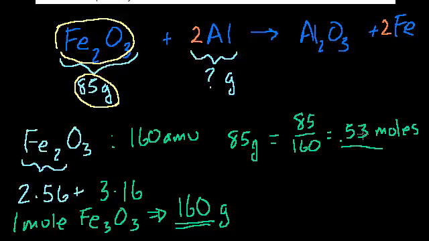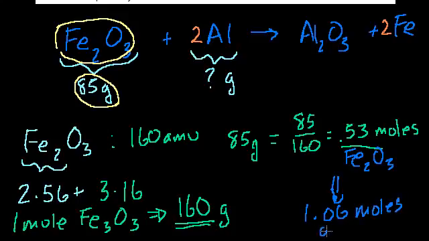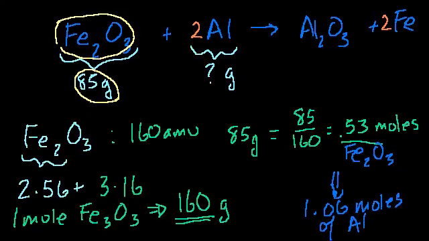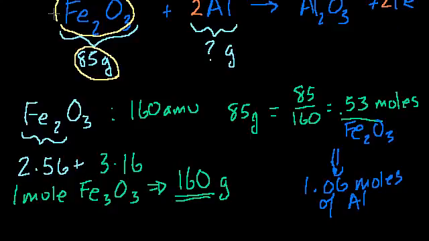So if we have 0.53 moles of iron 3 oxide, then we're going to need twice as many aluminum. So we're going to need 1.06 moles of aluminum, right? I just took 0.53 times 2, right? Because the ratio is 1 to 2. For every molecule of this, we need 2 molecules of that. So for every mole of this, we need 2 moles of this. If we have 0.53 moles, you multiply that by 2, and you have 1.06 moles of aluminum. All right, so we just have to figure out how many grams is a mole of aluminum, and then multiply that times 1.06, and we're done.